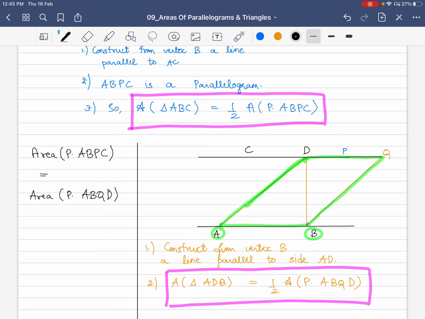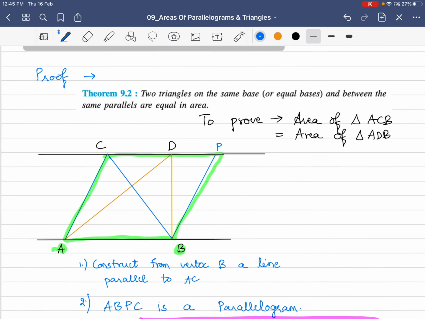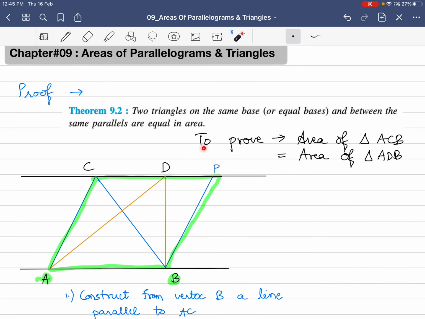Thus, and I'm going to write that point here, we can say that the area of triangle ABC is equal to the area of triangle ADB, and that is what we wanted to prove, that ABC is equal to ADB. Let's come back to our original. Yes, this is what we wanted to prove, that the area of triangle ACB is equal to the area of triangle ADB.